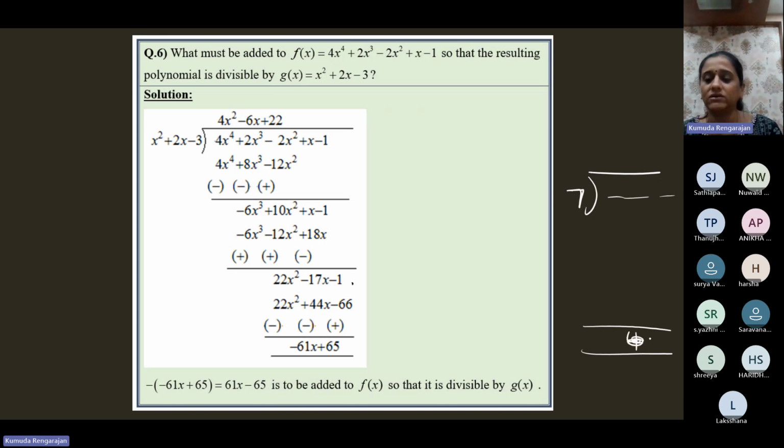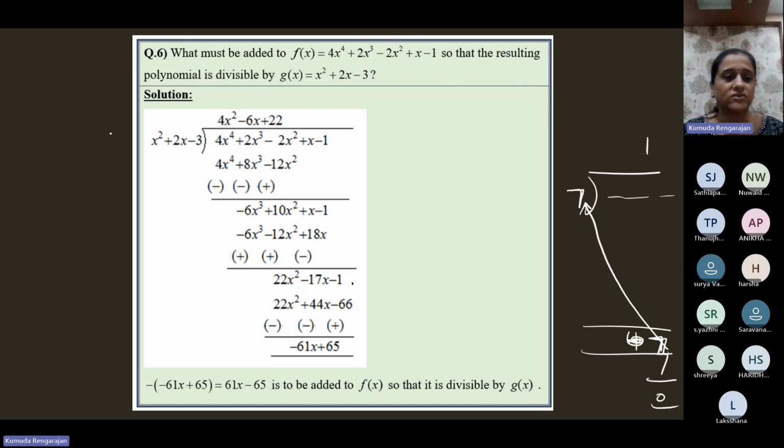If it was 7 here, you will say 7 ones are 7 and 0. So when the remainder is equal to the divisor, you will continue the division process. When will you stop the division process? When the value of the remainder goes less than the value of the divisor. When it's equal also, you will continue the division.